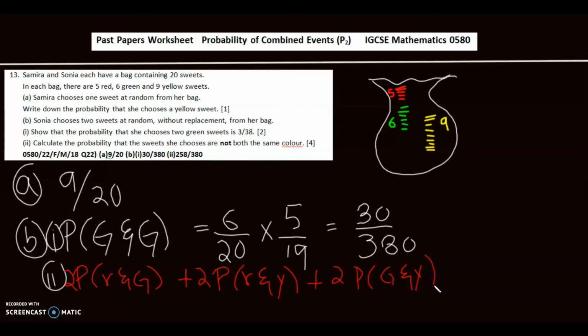So either we find these 3 probabilities, multiply each probability with 2 and get the answer, or what we can do is we're finding the probability that the sweets she chooses are not the same color.